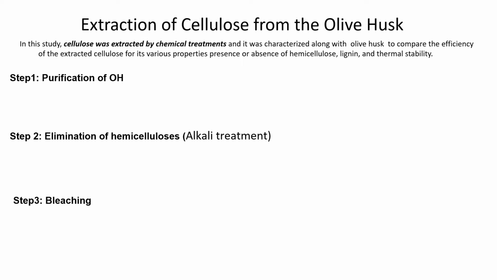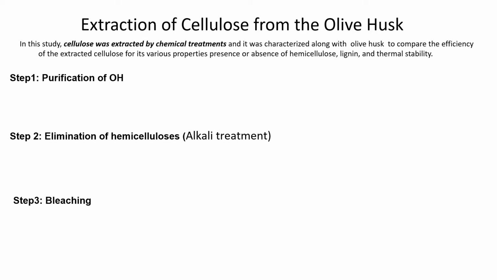The second step consists of the elimination of hemicellulose by using alkali treatment. It was treated with 3% by weight sodium hydroxide solution at 80 degrees C in a water bath for 2 hours. After each treatment, the powder was filtered and washed with distilled water until the alkali was removed.